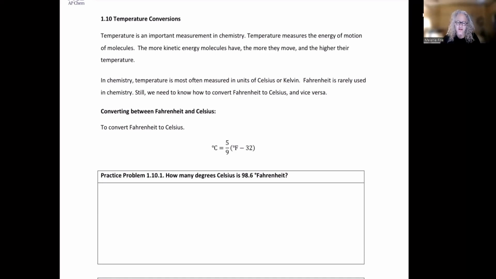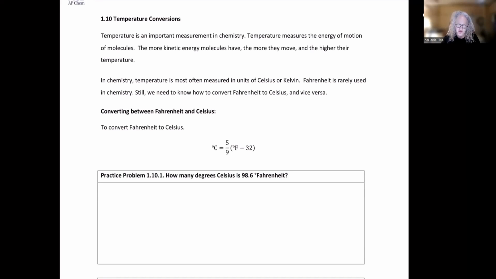The more kinetic energy molecules have, the more they move and the higher their temperature. In chemistry, temperature is most often measured in units of Celsius or Kelvin. Fahrenheit is rarely used in chemistry. Still, we need to know how to convert Fahrenheit to Celsius and vice versa.